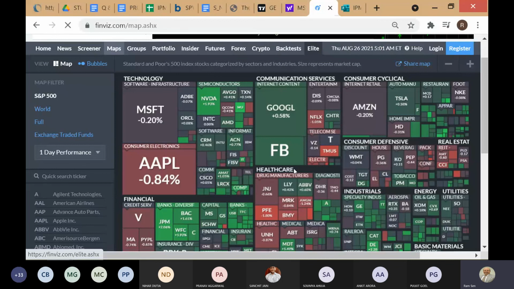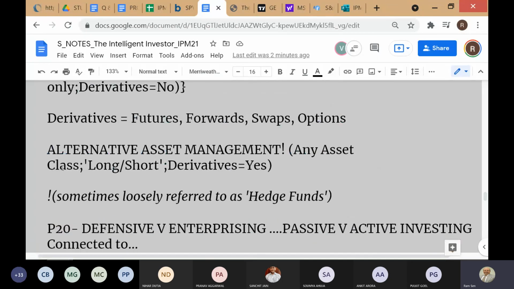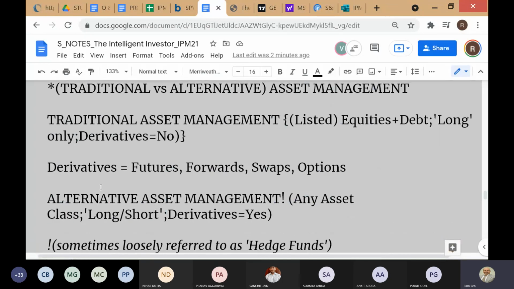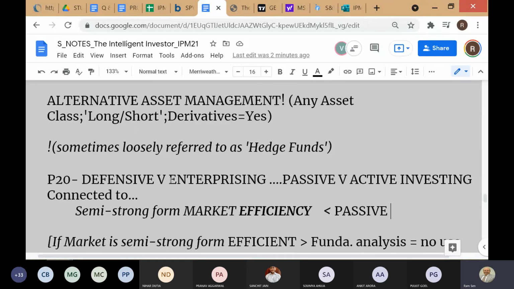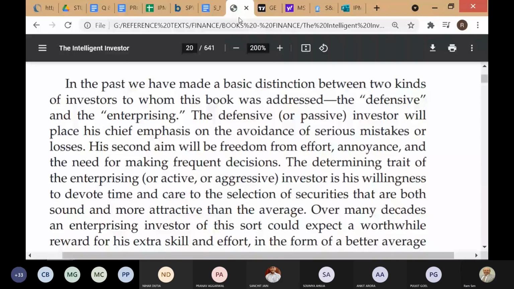Okay, so we covered a few things today. Important concepts. Make sure you understand them. Revise. TAM versus AM. What is asset allocation? Then passive versus active investing, and connected to defensive. If you read this chapter here, read the page where he's talking about this.